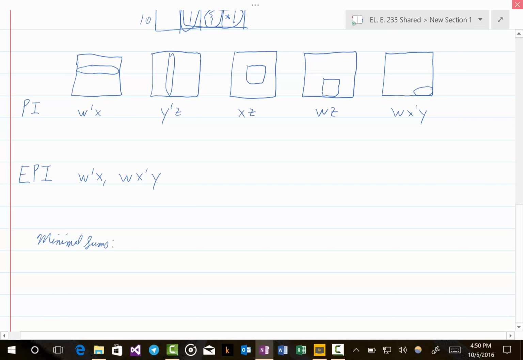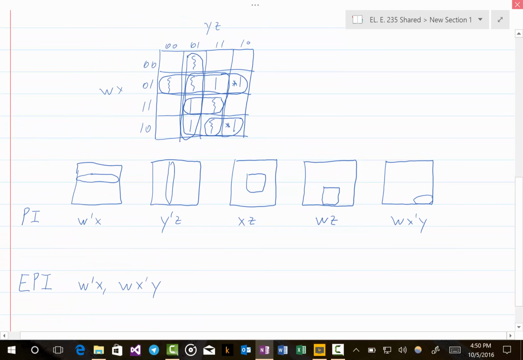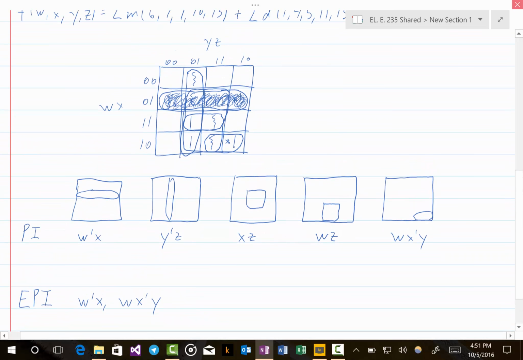And again, in every minimal sum that we have, we must have those essential prime implicants. So let's go ahead and start with that. W prime X or WX prime Y. Now, by including those 2, we have taken care of everything here. So I'll scratch through this. And by that is W prime X, and then by including WX prime Y, we have taken care of this.